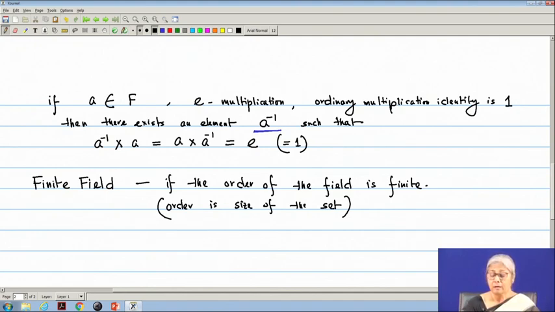Okay. And as I already mentioned, that infinite field is of very little use. Actually, in real-life applications like cryptography and coding theory, finite fields are used. So, mainly in our lectures, we will be concentrating on finite fields and their properties.